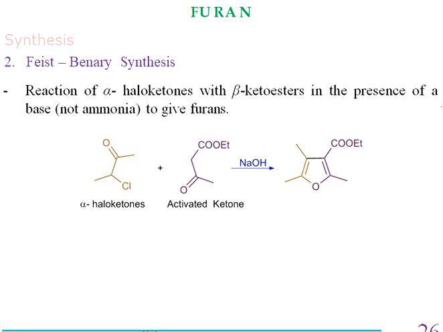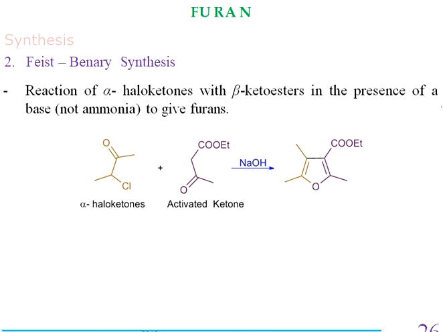So our alpha haloketone is reacting with an activated ketone. Similar kinds of reactants we have seen in the case of pyrrole, but there we had ammonia instead of NaOH. Either we were using ammonia or we were using a primary amine. So the difference is, in the case of furan, we are taking a stronger base. All right.